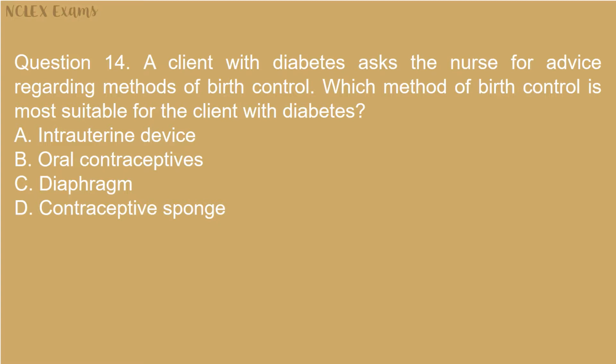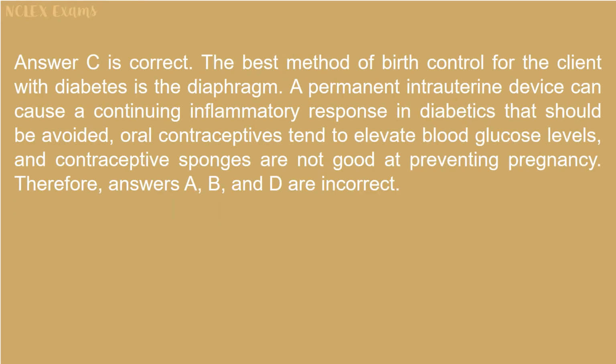Answer C is correct. The best method of birth control for the client with diabetes is the diaphragm. A permanent intrauterine device can cause a continuing inflammatory response in diabetics that should be avoided. Oral contraceptives tend to elevate blood glucose levels, and contraceptive sponges are not good at preventing pregnancy. Therefore, answers A, B, and D are incorrect.